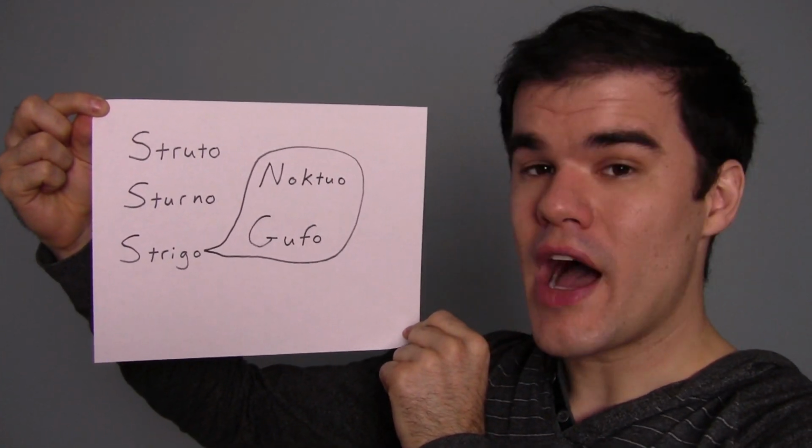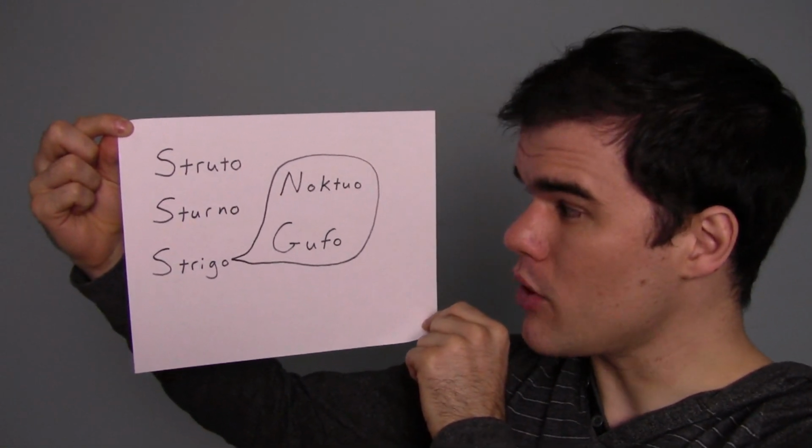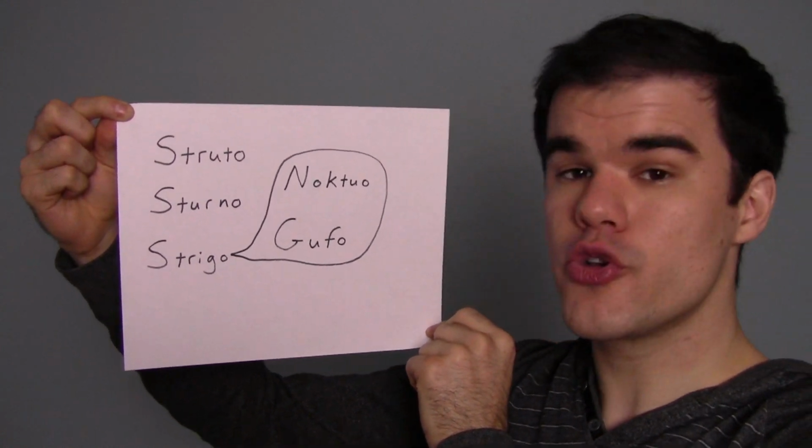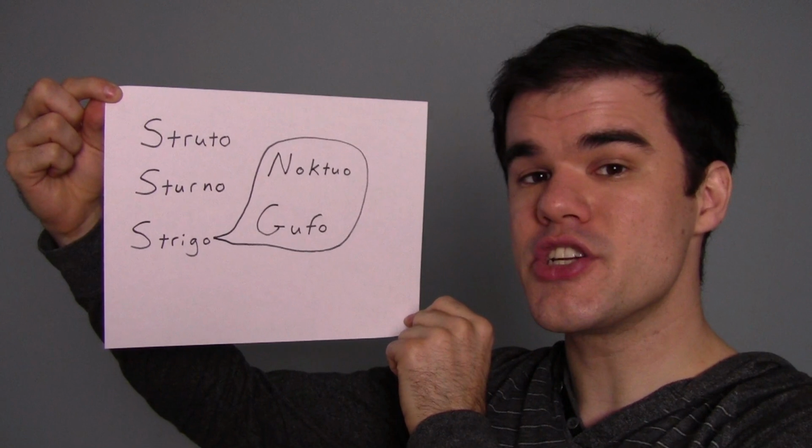Strigo, a wise owl knows trigonometry, an owl. And then subsets of that, Noktuo is the little owl, and Gufo is the Eurasian eagle owl. All right? So that is basically who's who in Esperanto.